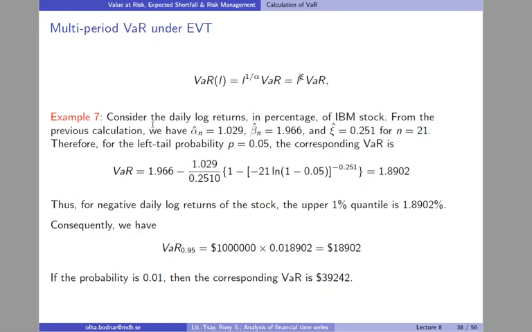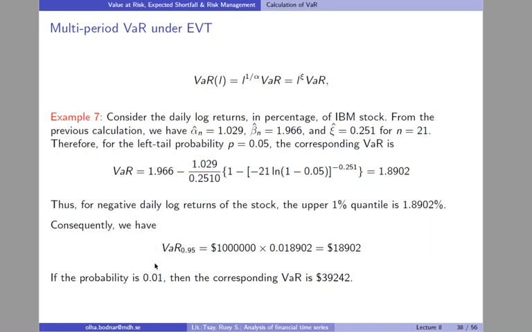For an example, let's take the daily log returns in percentage of IBM stock. From the previous calculation, we have estimates for alpha, beta, and the shape value for n equal 21. And so for the left tail probability p equals 0.005, the corresponding value at risk is given by equation 17, and we have 1.8902. So for the negative daily log returns of the stock, the upper 1% quantile is 1.8902%.